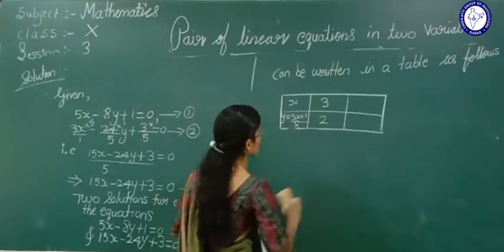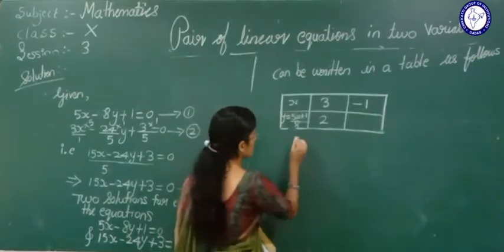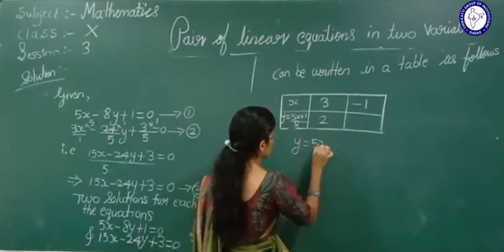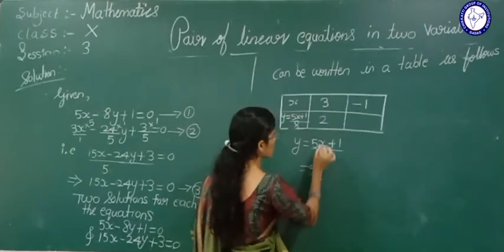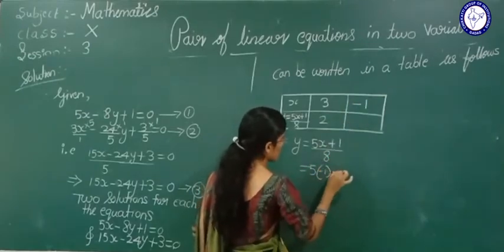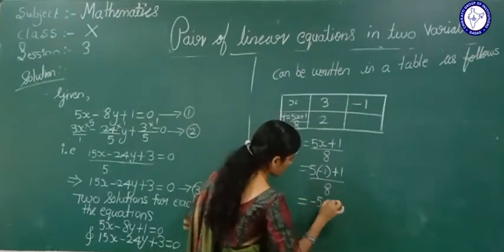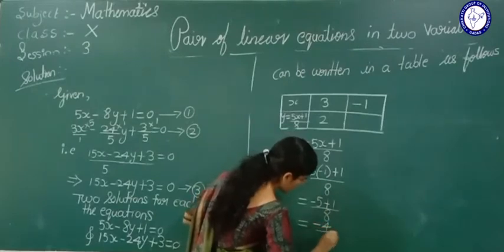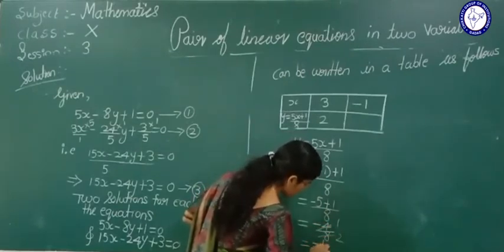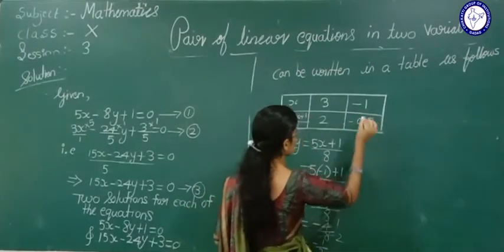If I put x value minus 1, what will be the corresponding y value? Y will be (5x plus 1) by 8. In place of x you put minus 1: minus 5 plus 1 by 8. It will be minus 4 by 8, which is minus 1 by 2. We can write it as minus 0.5.